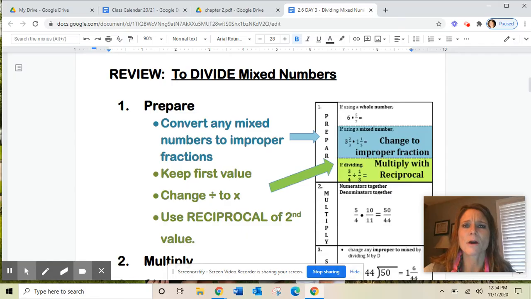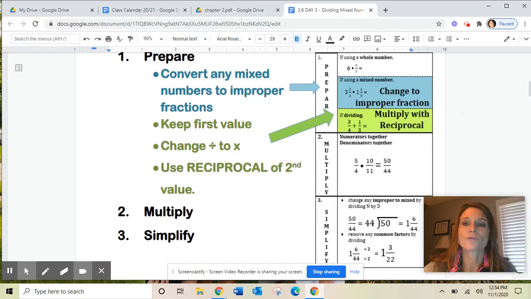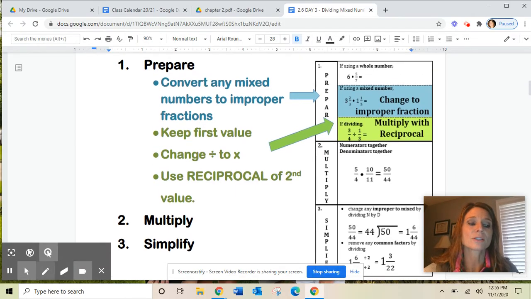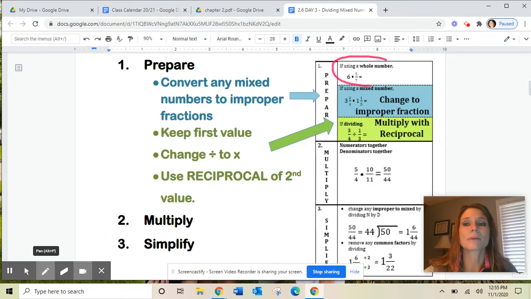So with math, we want to do the same thing, especially if we're working with fractions and division, mixed numbers, whole numbers. So just some reminders for you. We know that a whole number could get a denominator of 1. So that's one thing we can do. If we see that we're working with some kind of a whole number, we'll give it a denominator of 1.